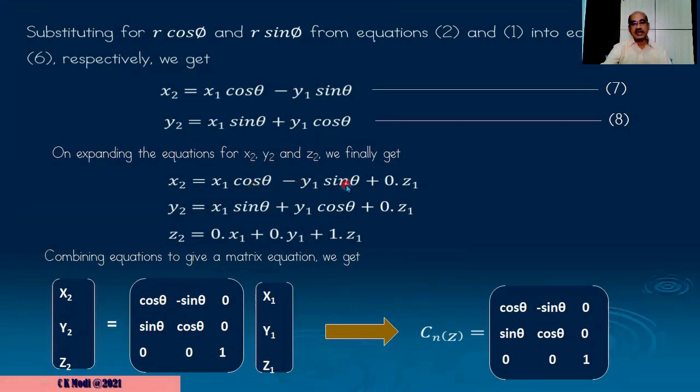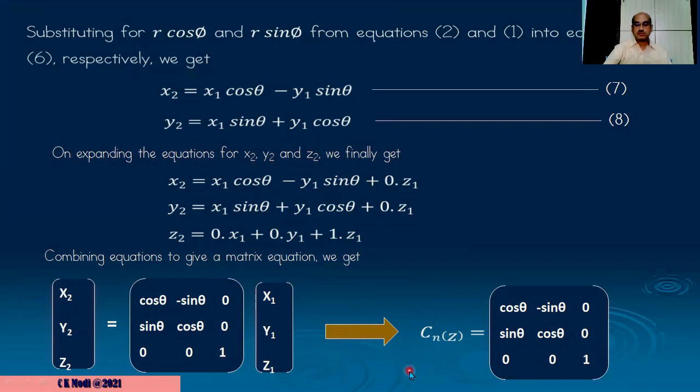cos theta, minus sin theta, 0; sin theta, cos theta, 0; 0, 0, 1. Look at this final matrix. So what is the final Cnz matrix for anti-clockwise rotations? That is cos theta, minus sin theta, 0; sin theta, cos theta, 0; 0, 0, 1.